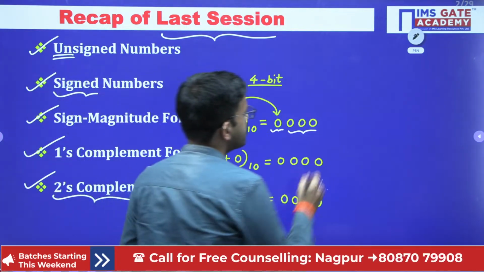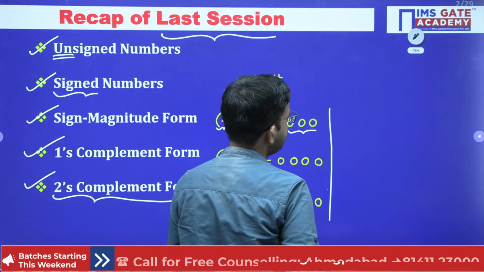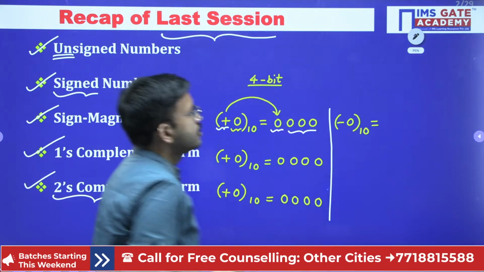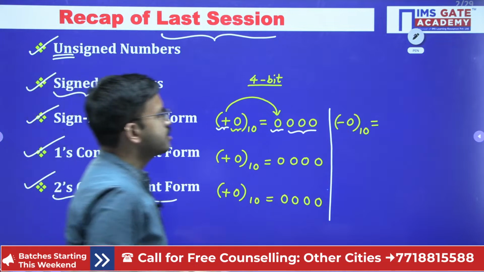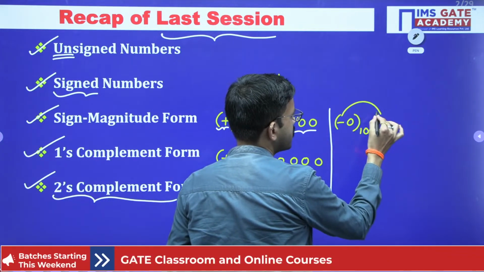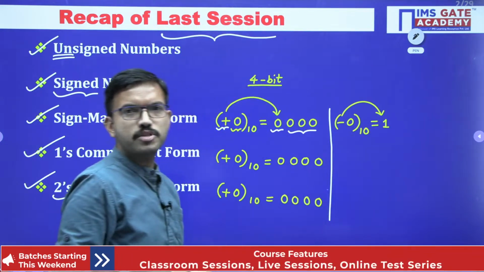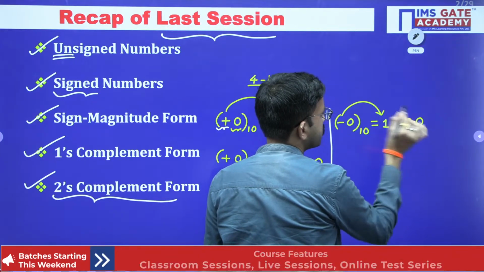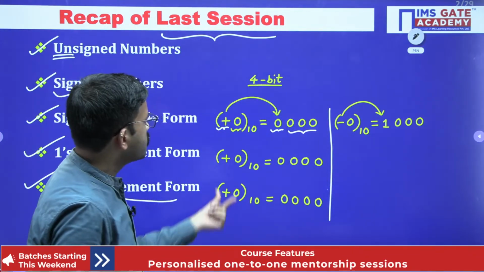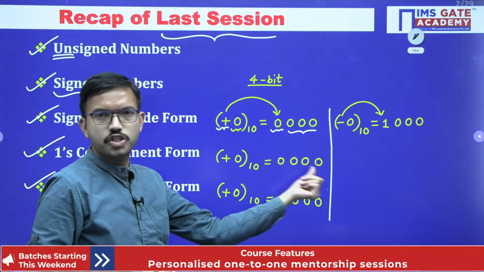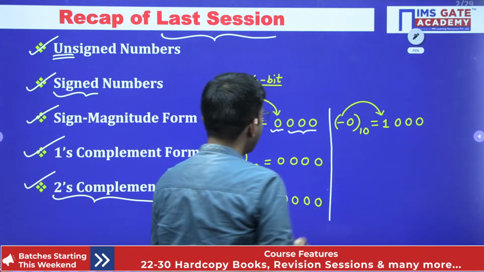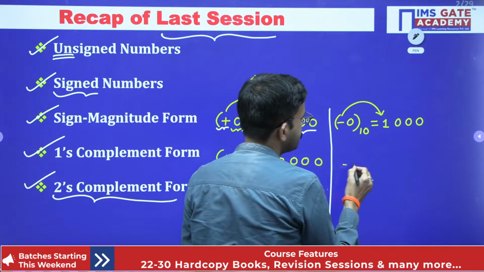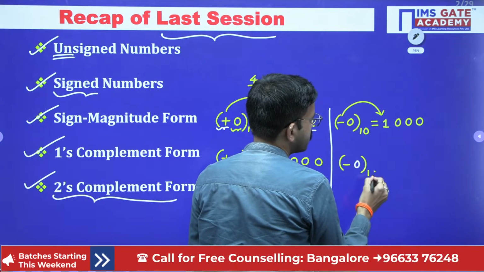Now let us represent minus 0. According to sign magnitude form, what are you going to get? Here you have a minus sign, so the sign bit should be 1, and the magnitude is 0, so the remaining 3 bits you can simply put as 0. Now in 1's complement form, we have plus 0, which is nothing but 4 zeros. If you apply 1's complement to this number, you will get minus 0.